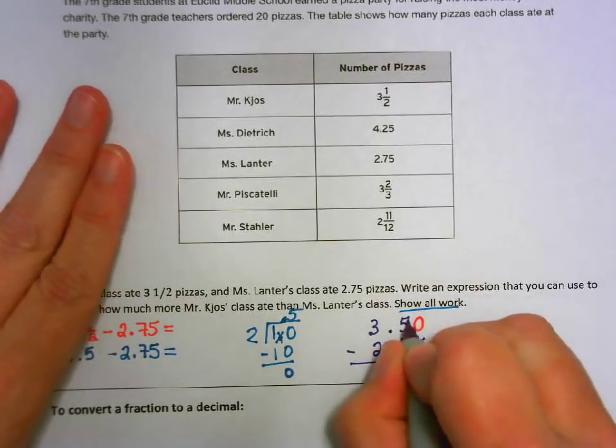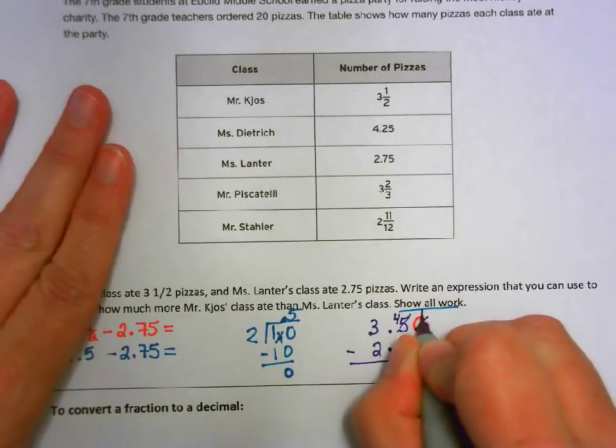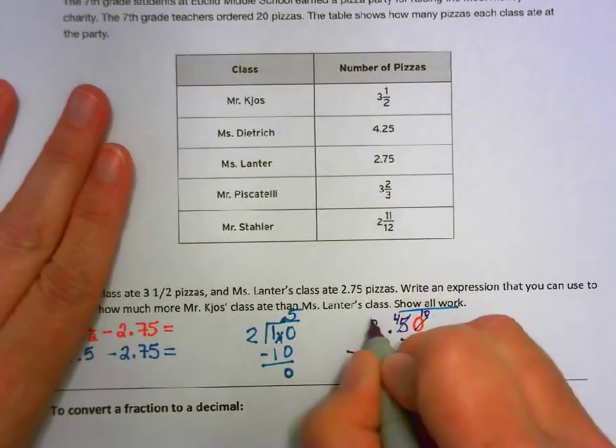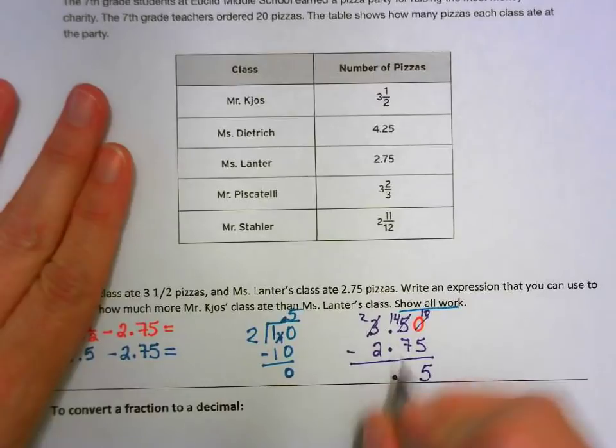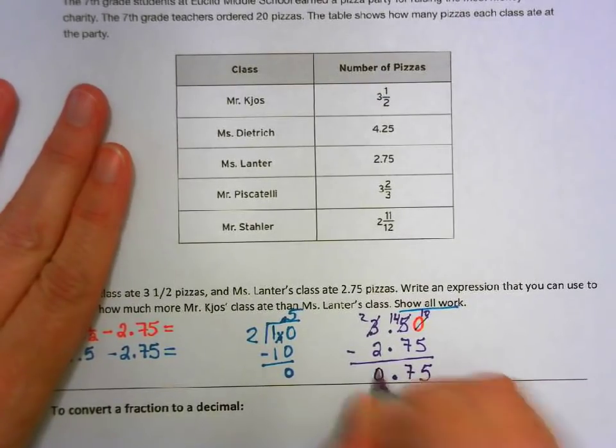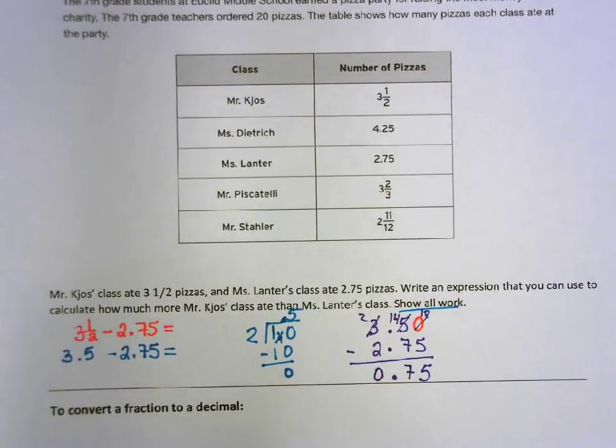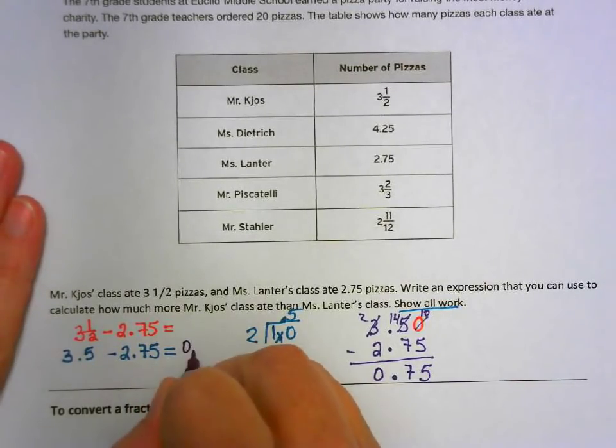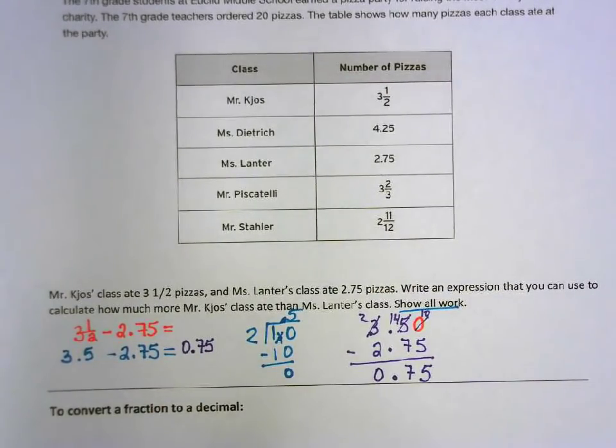So let's subtract. We get 5, come over here, and we get 7, and we get 0.75. 75 hundredths, or because I know that's 3/4 of a pizza more. And that answer makes sense. Pretty simple, right? Great. Now let's try this problem.